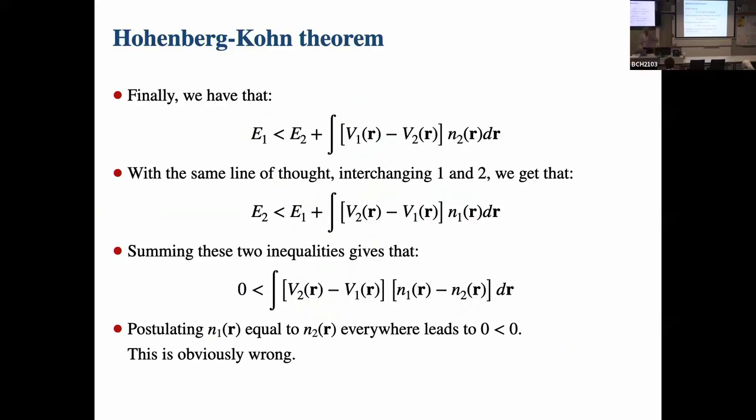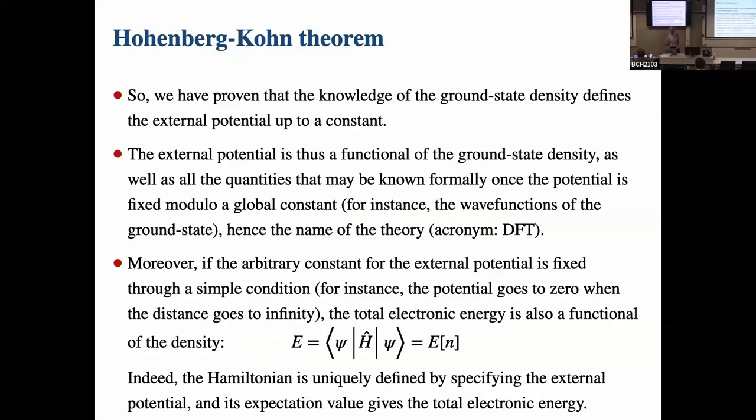And so if we have that the density n1 is equal to n2, in that case, we would have 0 smaller than 0, and that obviously doesn't hold. So that means that if we have two different densities, they need to have two different potentials. So basically, the main point of the Hohenberg-Kohn theorem is to prove that once we have the knowledge of the ground state density, the external potential is fixed.